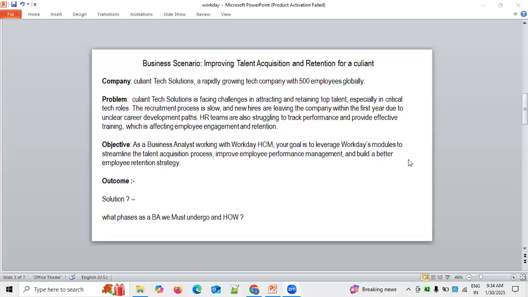Right. In this case study, I'm going to explain a business scenario wherein we improve talent acquisition as well as retention for a client, which is a technical solutions company, especially in the context of Workday implementation as a Workday business analyst. Whenever we apply for opportunities as a business analyst in Workday, it's always important to approach this from the Workday BA perspective, in a scenario-based way.